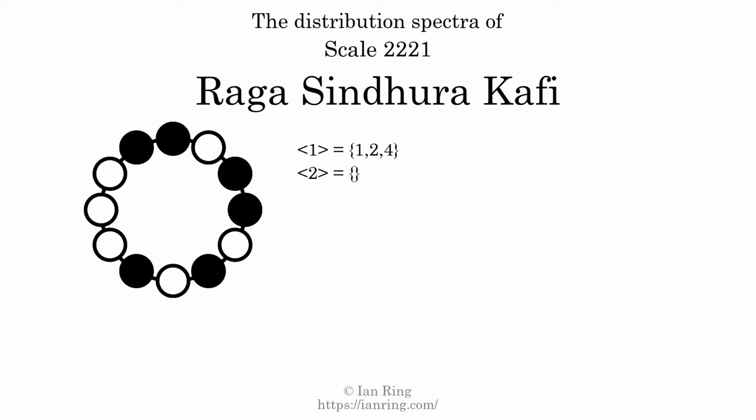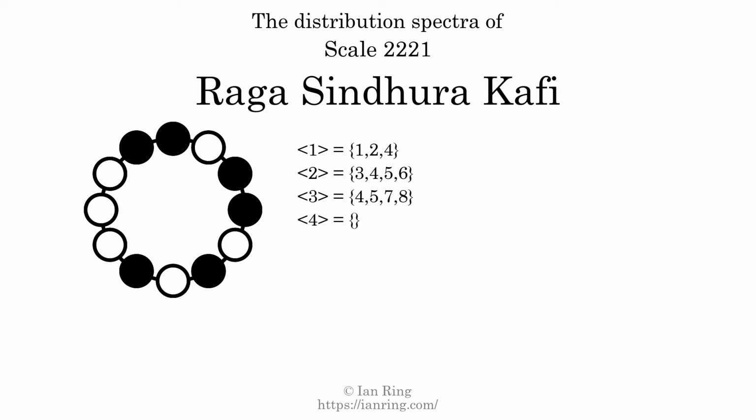The generic interval of 2 scale steps comes in 4 different specific interval sizes: 3 semitones, 4 semitones, 5 semitones, and 6 semitones. The spectrum width of this generic interval is 3. The generic interval of 3 scale steps comes in 4 different specific interval sizes: 4 semitones, 5 semitones, 7 semitones, and 8 semitones. The spectrum width of this generic interval is 4.